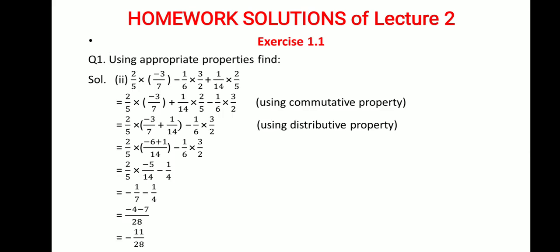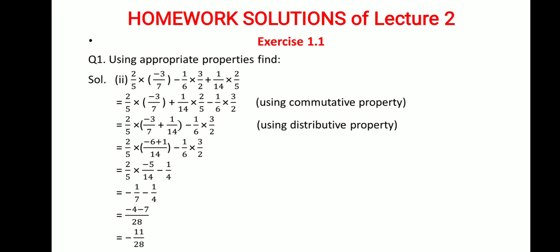Which property we have used here? Using distributive property, because in the first step, this 2 by 5 into minus 3 by 7 plus 1 over 14 into 2 by 5. This is showing the right hand side of the distributive property of multiplication over addition, because 2 by 5 is being multiplied with minus 3 by 7 also, and 2 by 5 is being multiplied by 1 over 14 also.